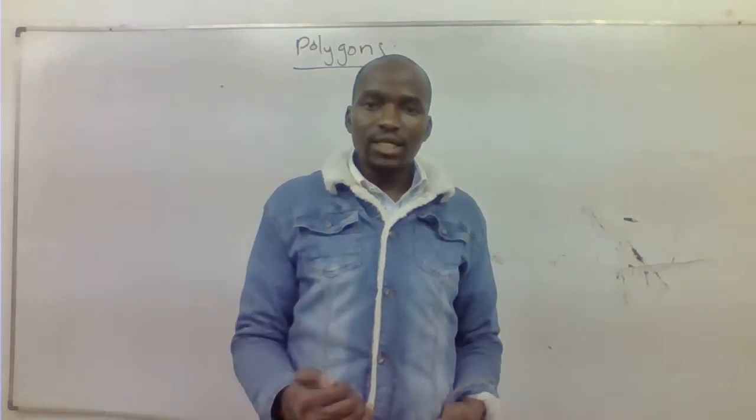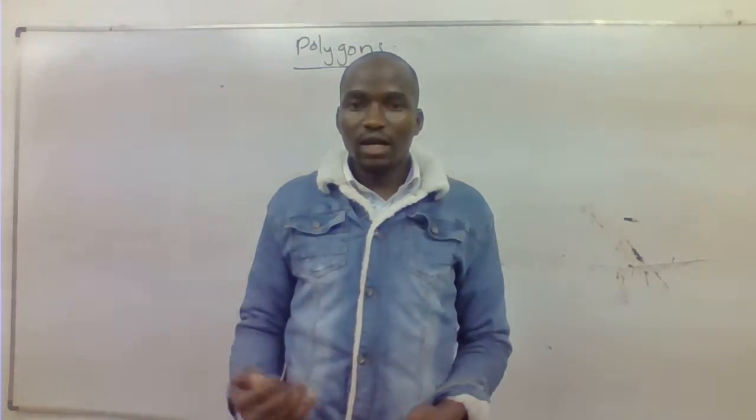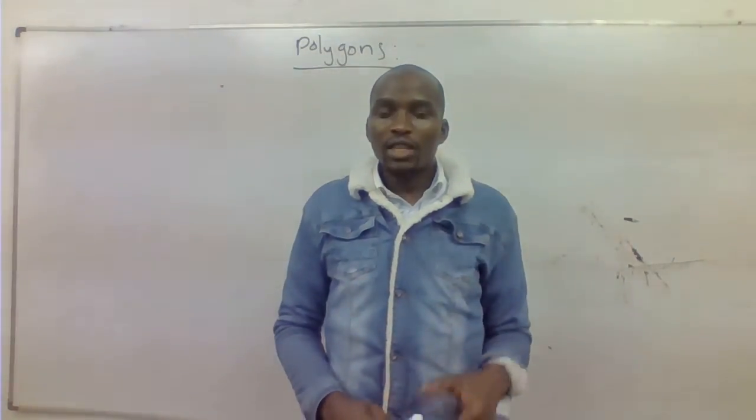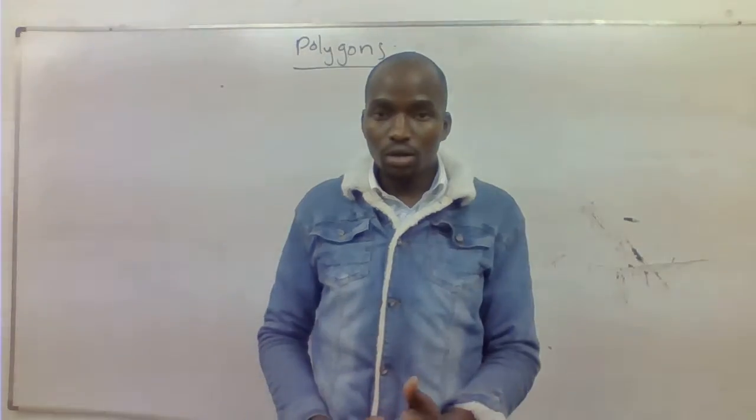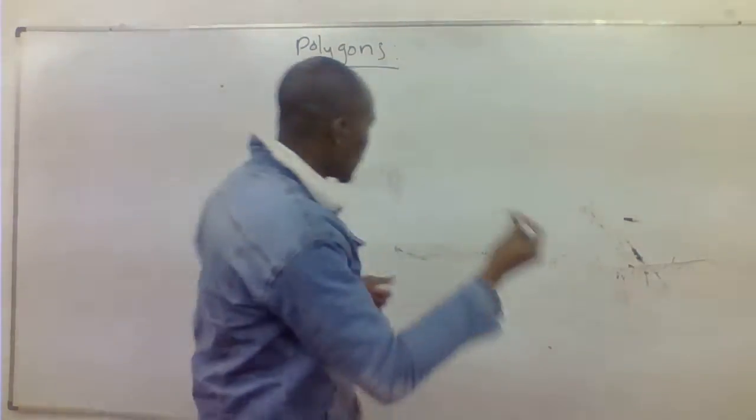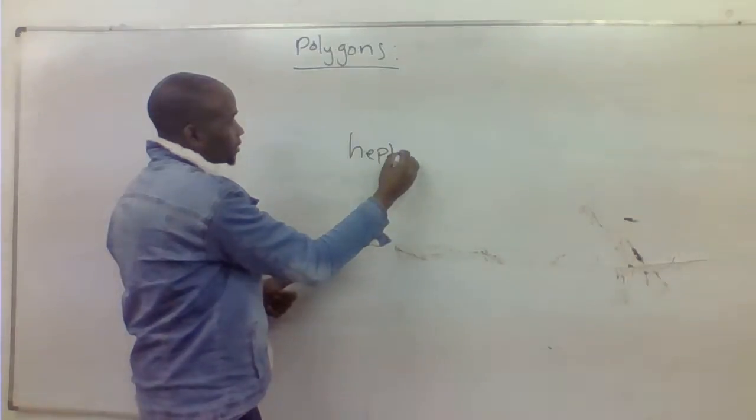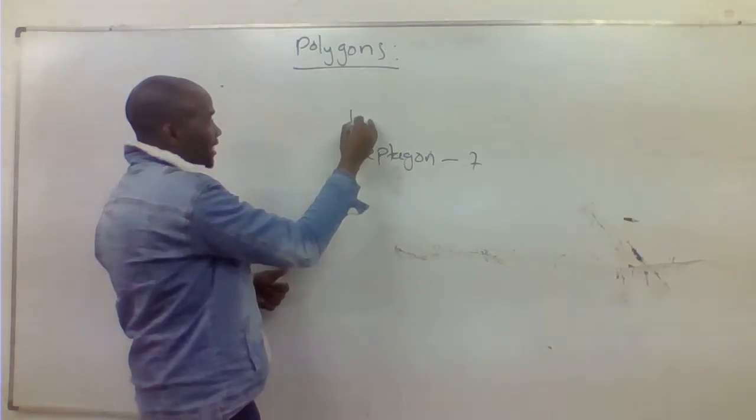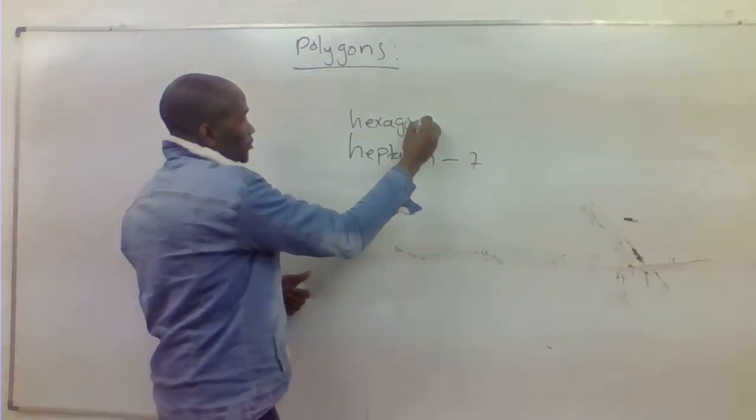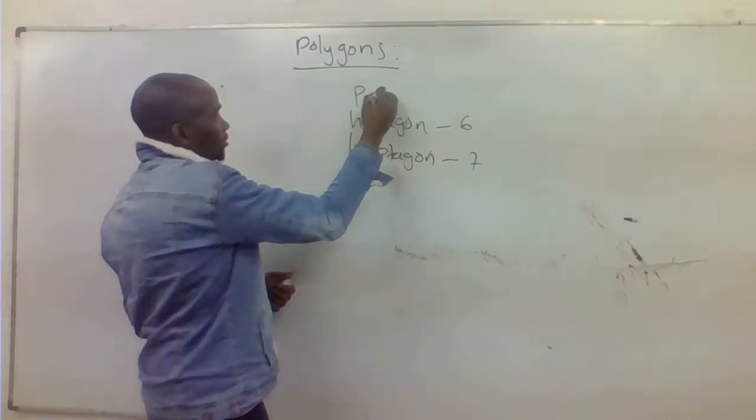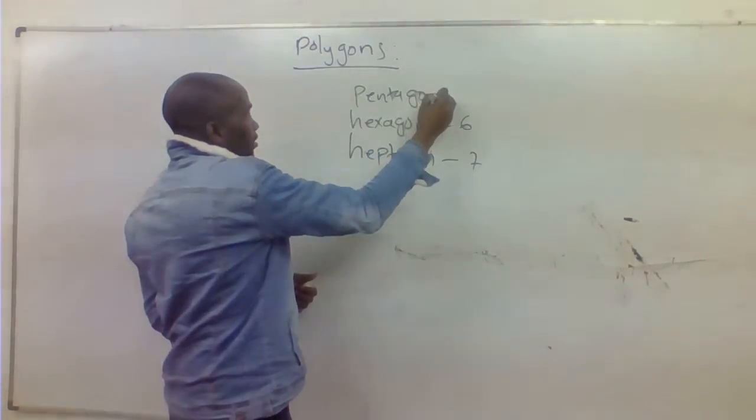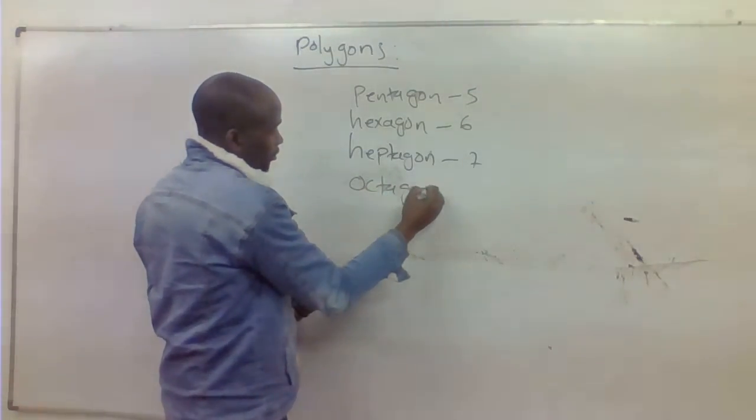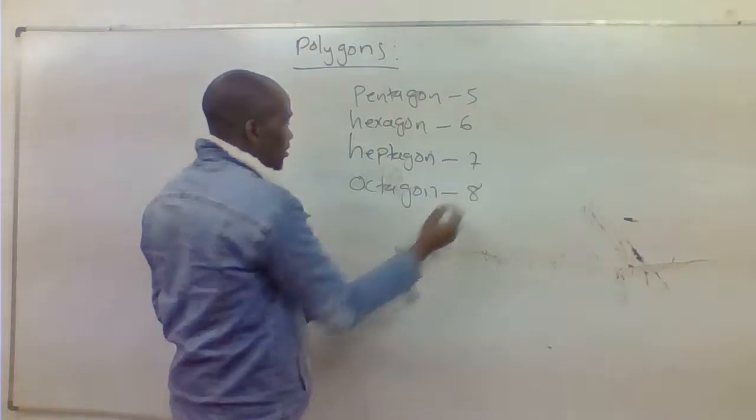Then we have a six-sided figure. Six-sided polygon, we refer to it as a hexagon. Then we have a seven-sided polygon, we refer to it as a heptagon, like this, heptagon. This one is seven. We have said we have hexagon. This is six-sided figure. Then we have pentagon. This one is a five. We have octagon. This one is an eight-sided figure.